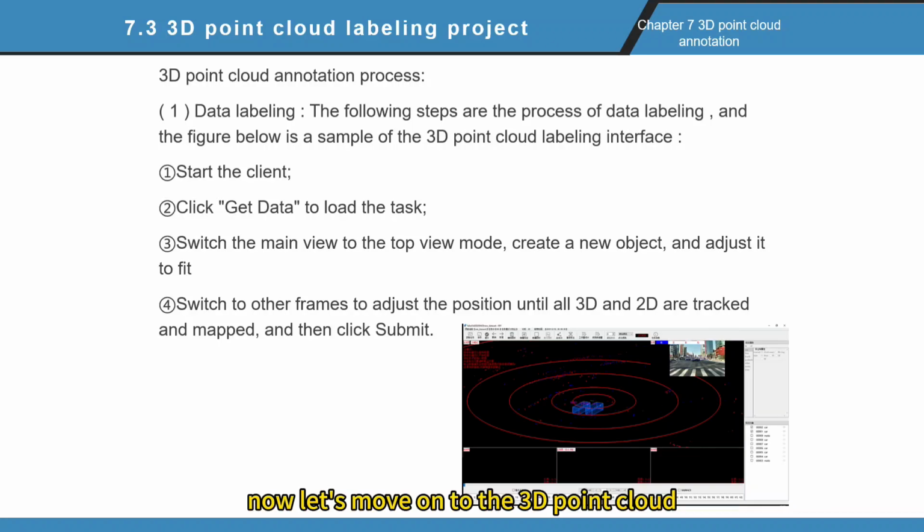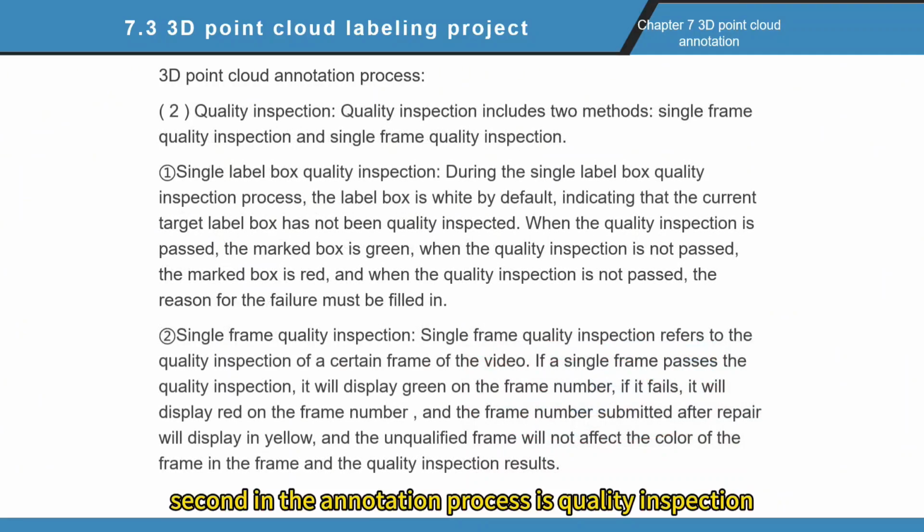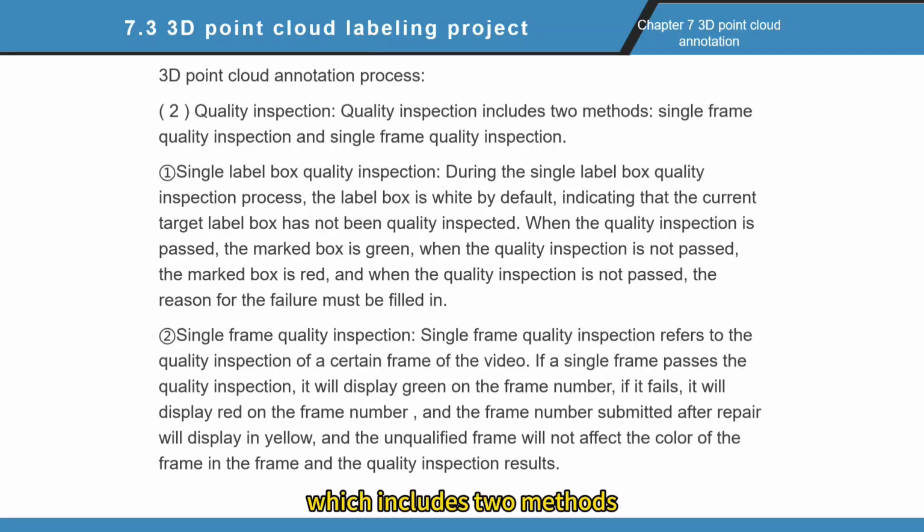Now, let's move on to the 3D point cloud annotation process. First is data labeling. Here are the steps. Start the client, then click Get Data to load the task. Switch the main view to the top view mode, create a new object and adjust it to fit. Next, switch to other frames to adjust the position until all 3D and 2D are tracked and mapped, and finally click Submit.